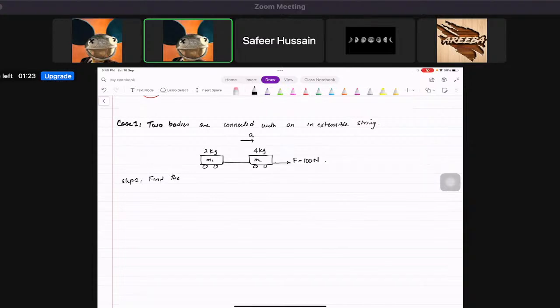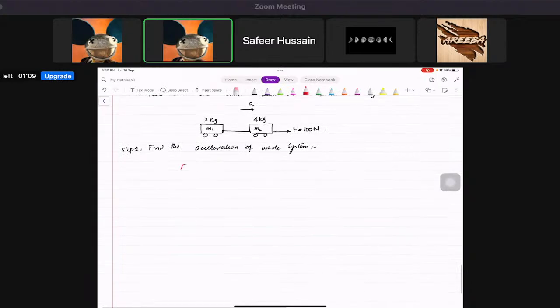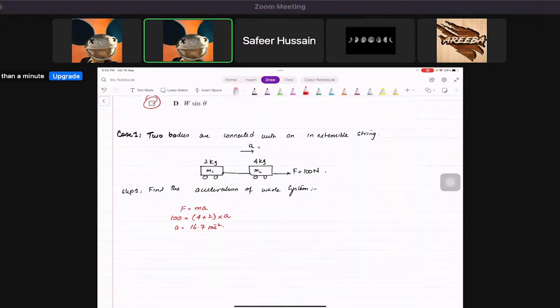the acceleration of the whole system. To find the acceleration of the whole system, you need to use F equals ma. The only force here is 100, and for the mass, you add them together and then find the acceleration. If you find it, the acceleration is going to be 16.7 meters per second square. It means that this whole system is going at this acceleration and will accelerate together.